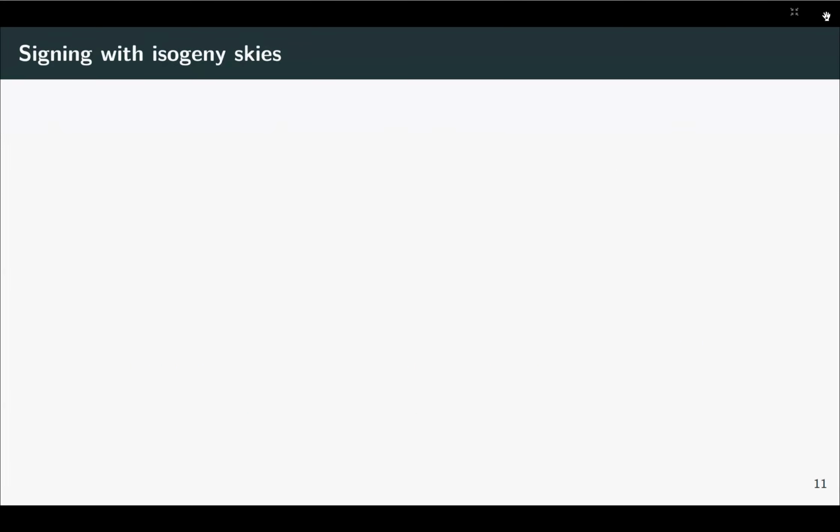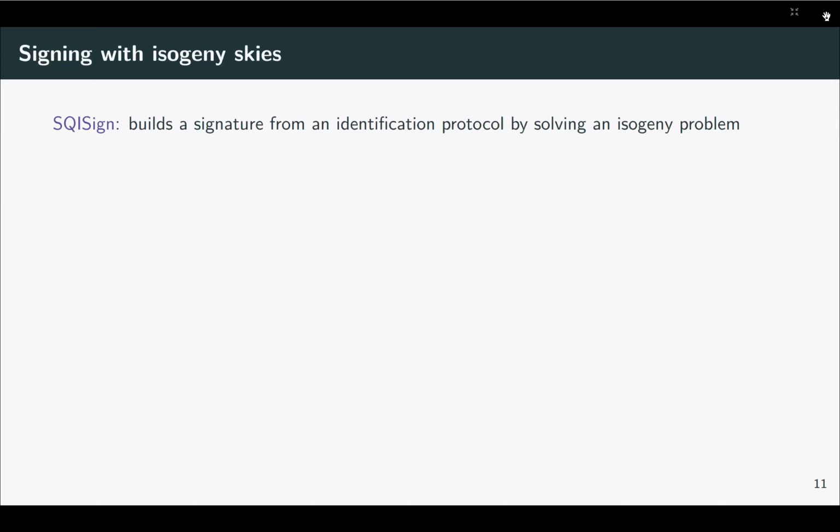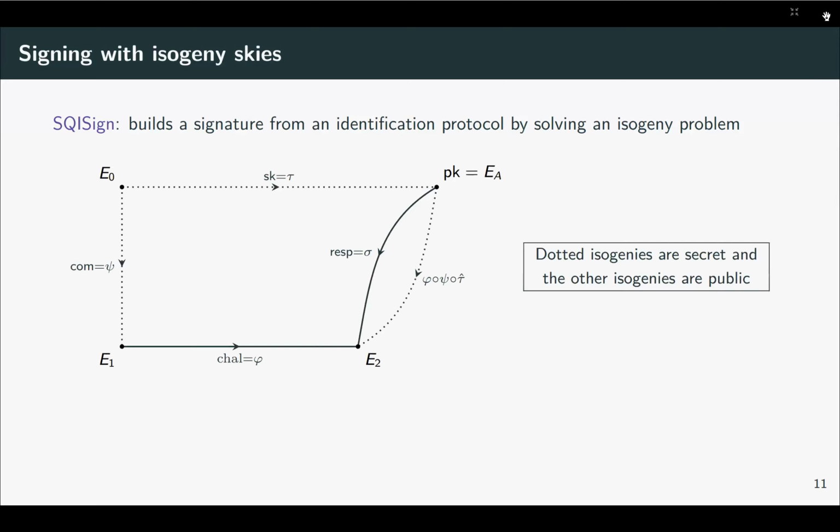So now let's go into SQIsign, which is the main focus of this work. SQIsign is an identification protocol, which is turned into a signature scheme via verification. And the idea is that the identity is going to prove knowledge of the endomorphism ring by solving some isogeny. Generally, this is quite hard, and with the specific setup that we're going to have over here, this is going to be quite hard.